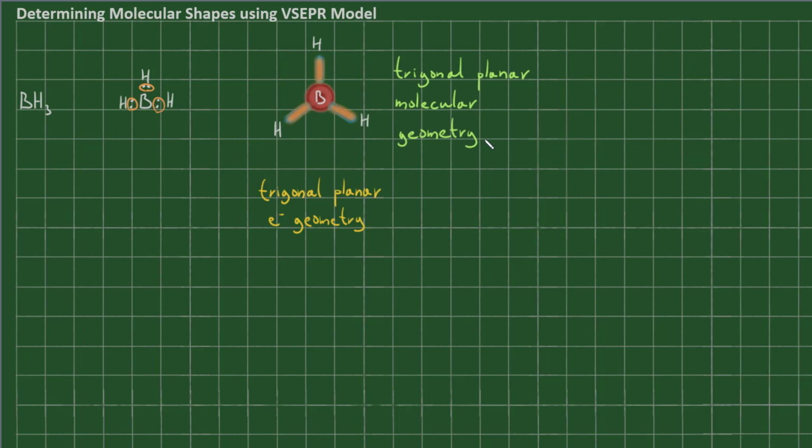In summary, the electron geometry and molecular geometry are not necessarily the same. The electron geometry will influence the molecular geometry. The electron pairs try to be as far from each other as possible, and the atoms that make up the molecule will follow those electron pairs.